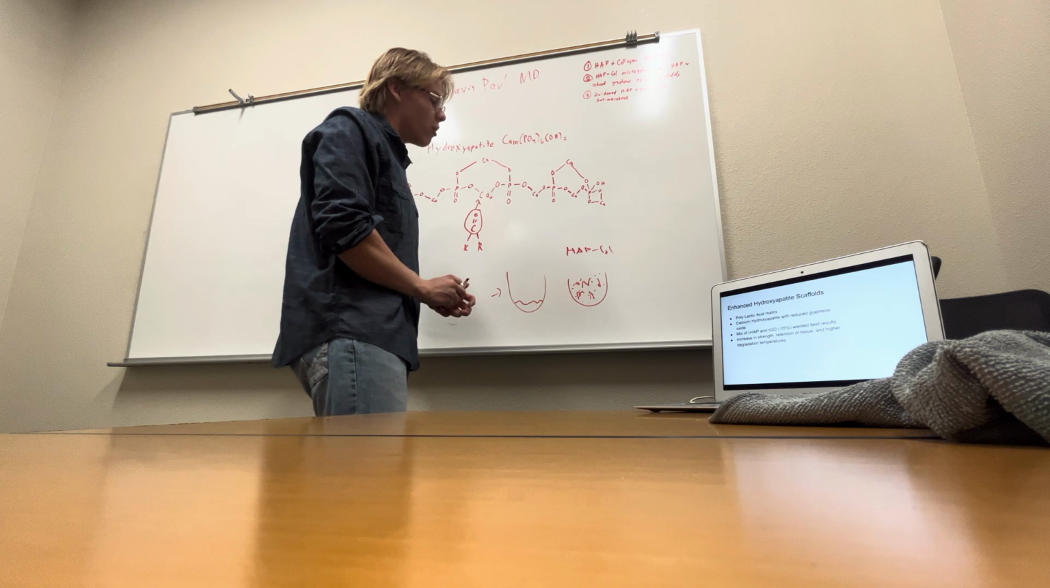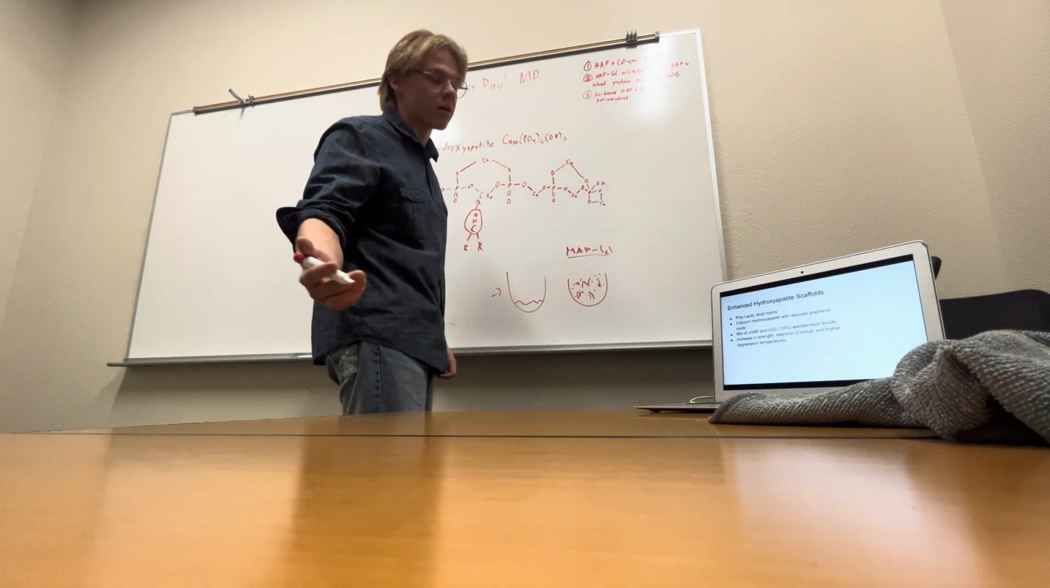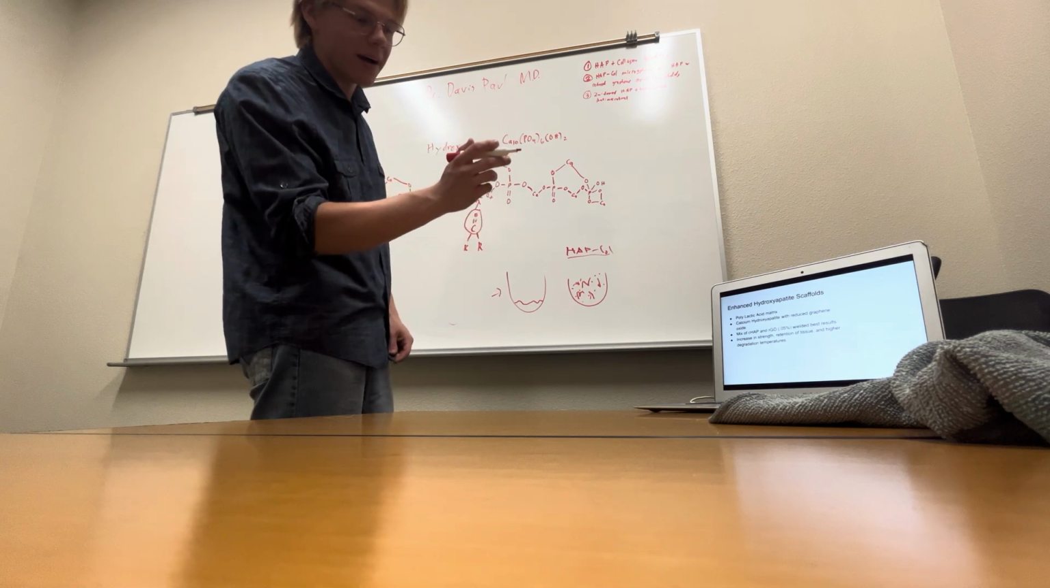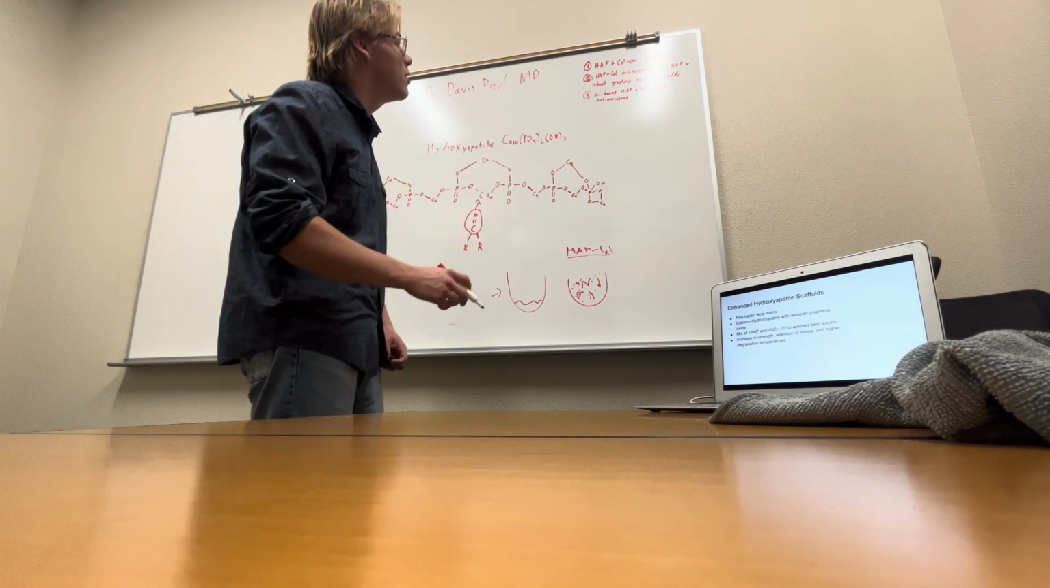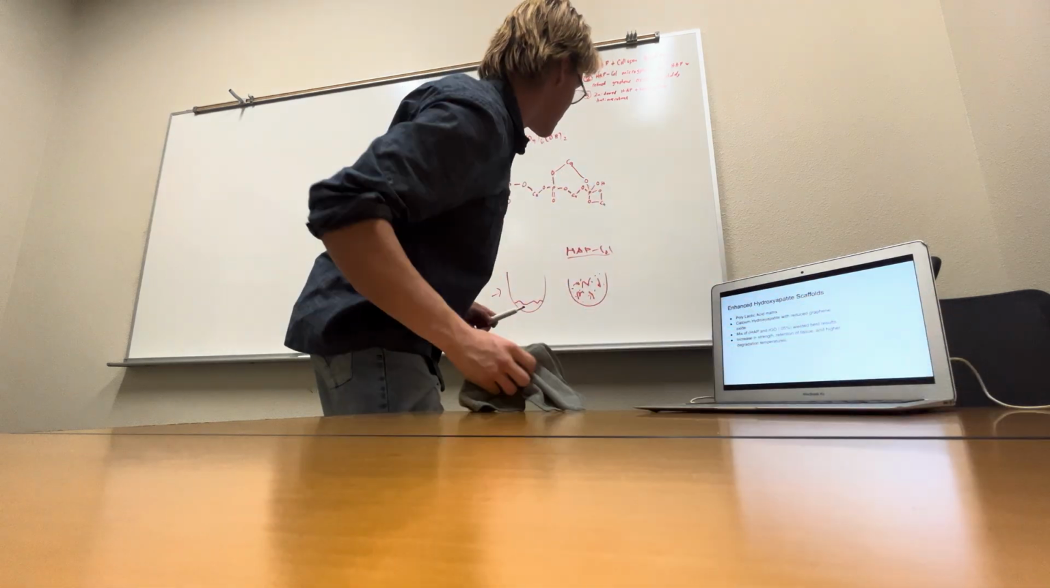Jumping a little bit into more, rather than having HAP, COL, or hydroxyapatite collagen, we can also go with hydroxyapatite with reduced graphene oxide scaffolds. So pretty much it's going to look the same as this.